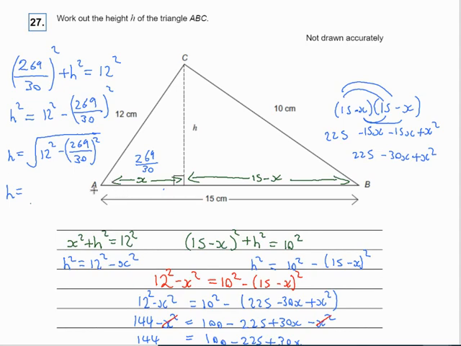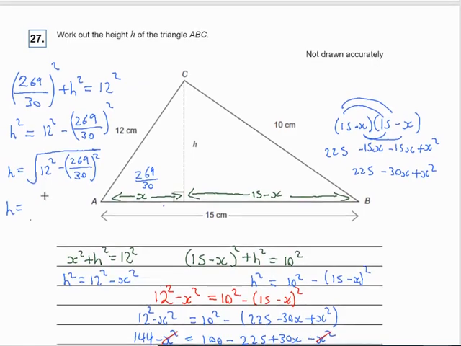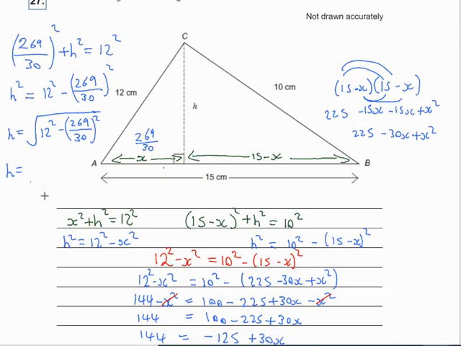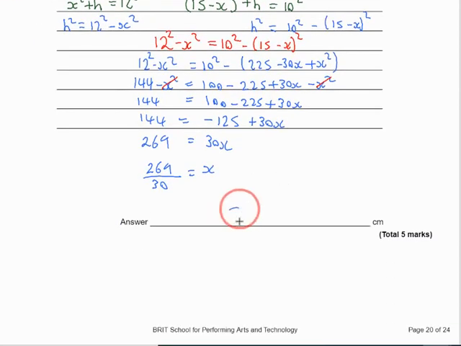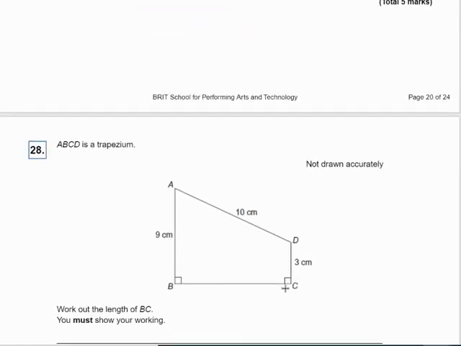Okay, and that comes out to be, it just says work out their height. So that comes out to be 7.97, and that's correct to 3 significant figures. So 7.97 centimeters is my rough value.